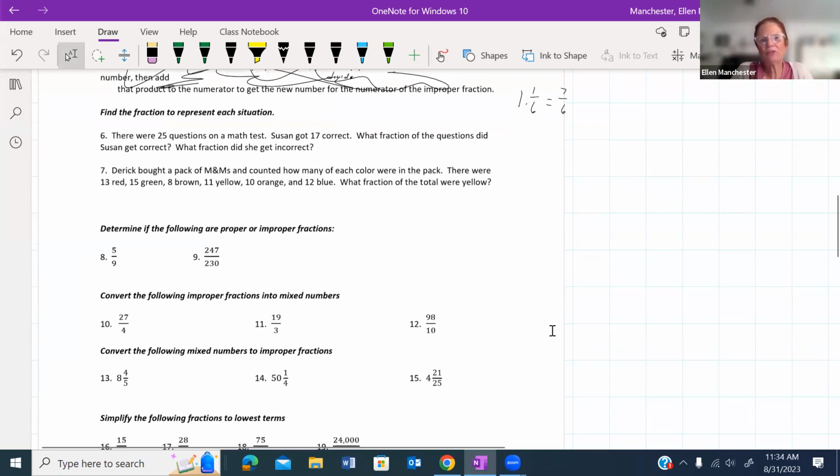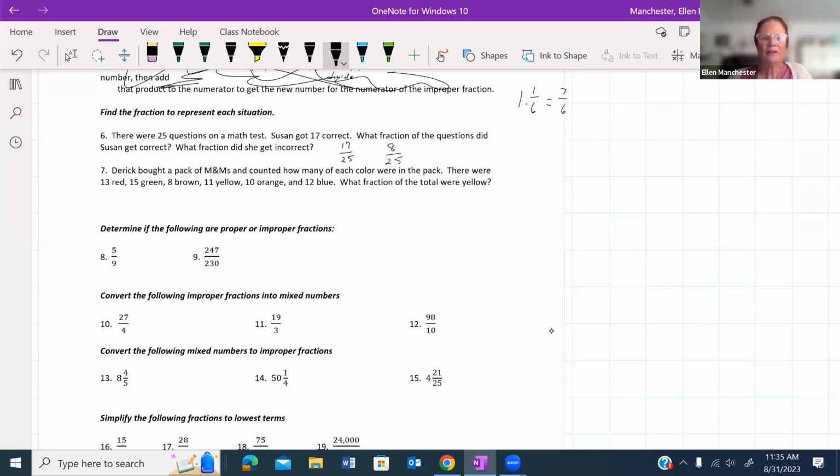So real life examples. You have 25 questions on your test. Susan got 17 right. What fraction of the questions did she get right? She got 17 out of 25. So if this was a test, that would be her score, and then we could change that into a percent. What did she get incorrect? So 25 minus 17. She got 8 incorrect out of the 25. So you can see the bottom number is always the same. It's the top number that changes.